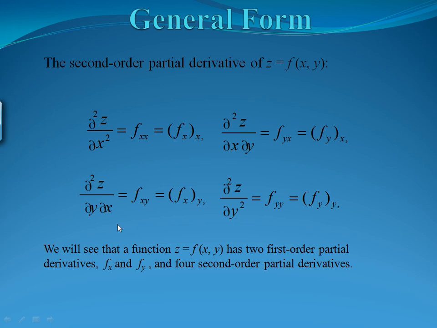Here, the second partial derivative with respect to y and x, we can write this as f of x sub y. So first we'll take the partial derivative with respect to x, and then once we have that derivative, we take the partial with respect to y. And then lastly, the partial derivative of z with respect to y 2 times. First we take the partial derivative with respect to y, and then again with respect to y. So we end up with 4 second order partial derivatives. So let's look at how we calculate these so we can see this in action.